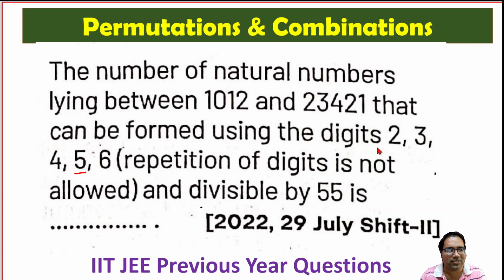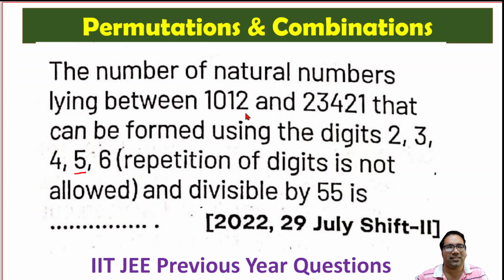In these five digits 2, 3, 4, 5, 6, only 5 is permitted to be the final digit of these numbers. At the same time, if you closely observe 23421, this is the highest number. This one is of 5 digits and this is of 4 digits. Clearly, then we have numbers which are either 4 digits or 5 digits maximum.